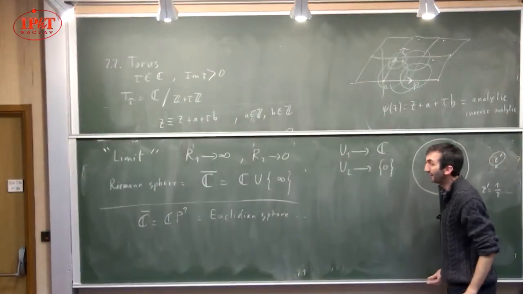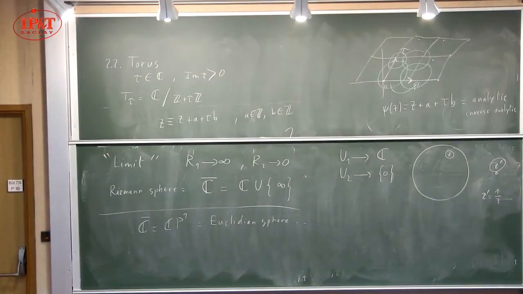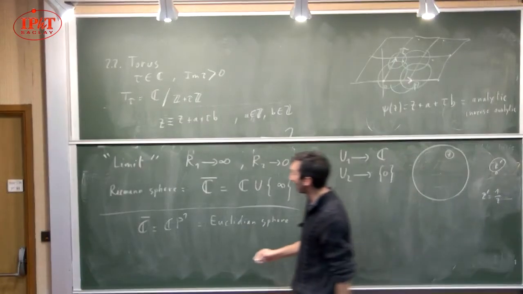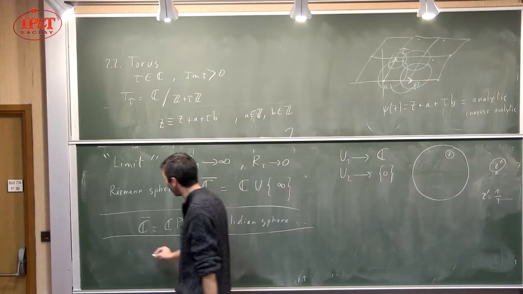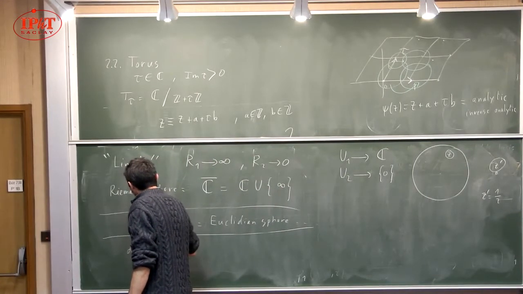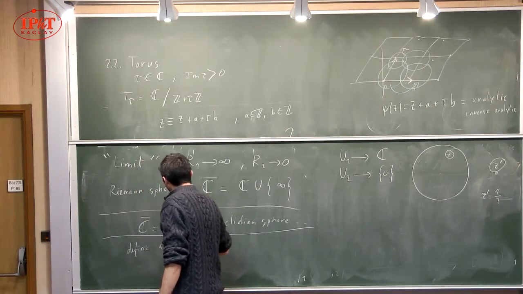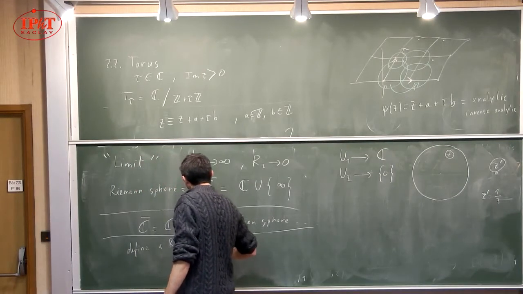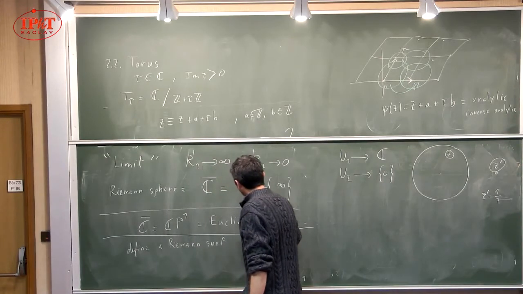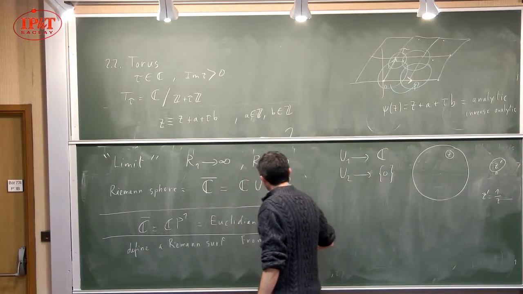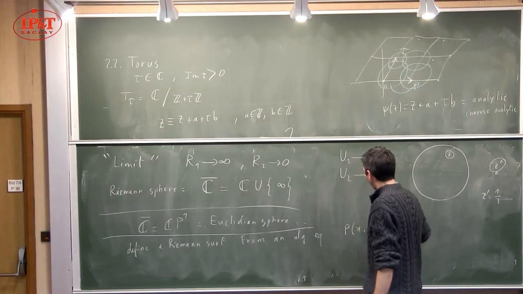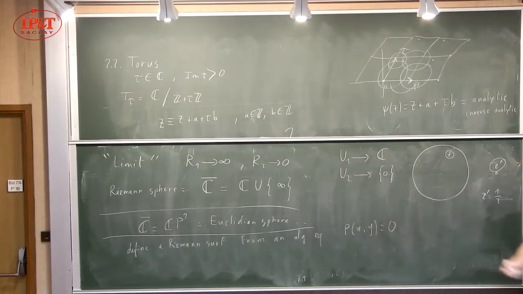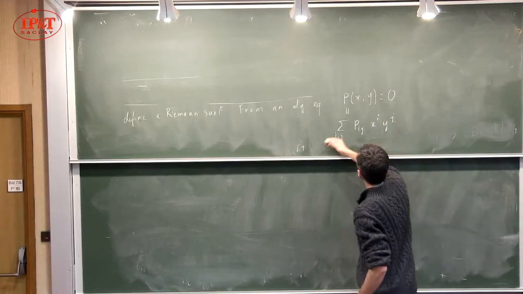So maybe it's a good time to take a small break. So the next part of the lecture will be to define... So now we will come back to our main purpose, which is to define a Riemann surface from an algebraic equation P of x, y equals 0. This is a polynomial. So this will be the topic of the next hour.